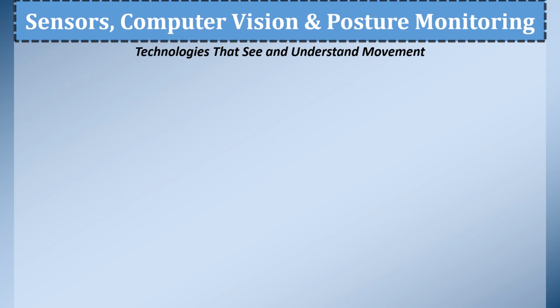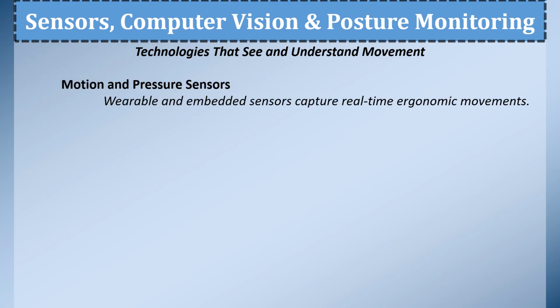Sensors, computer vision, and posture monitoring. Technologies that see and understand movement: motion and pressure sensors. These sensors track body movements, seat pressure, and repetitive actions in real time. They are often embedded in chairs, desks, or wearable devices to capture postural shifts or prolonged static positions. The collective data helps flag risk-prone behavior for corrective action.